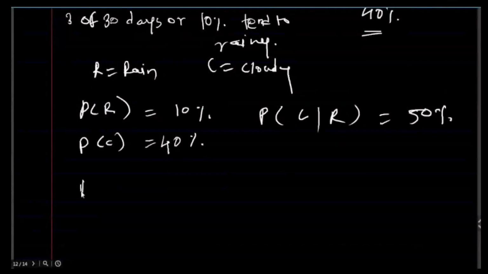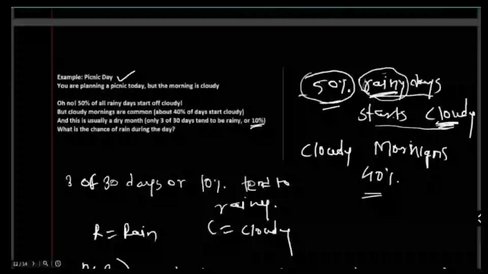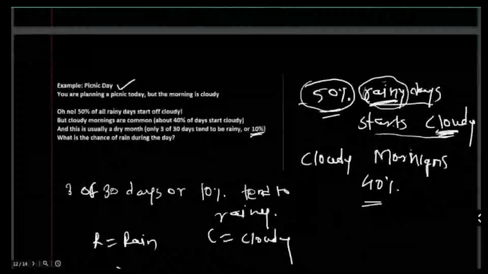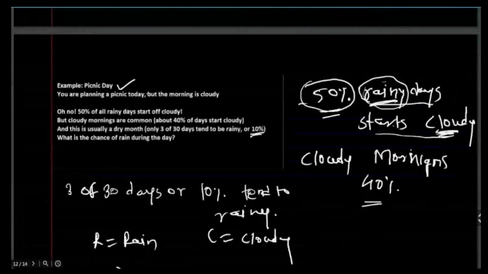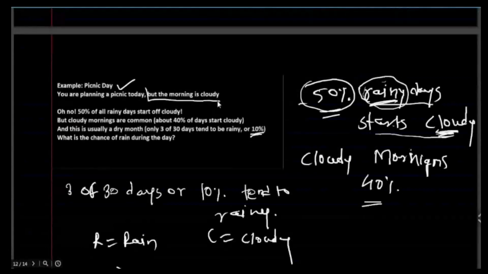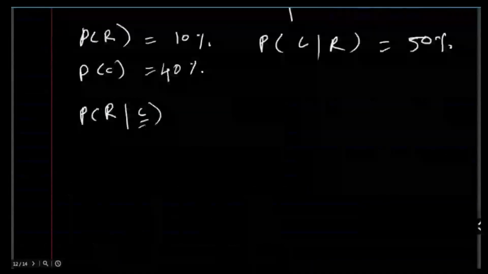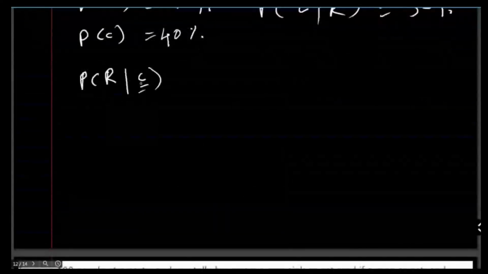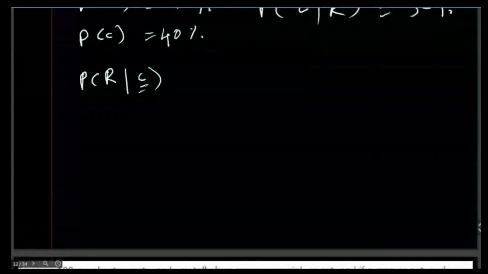Now this you can write as rain given that cloudy. Why given that cloudy? Because the first line itself says that, oh no, you are planning a picnic today, but the morning is cloudy. We know that morning is cloudy. This line says that morning is cloudy. So we have to find the probability of rain today given that morning is cloudy.